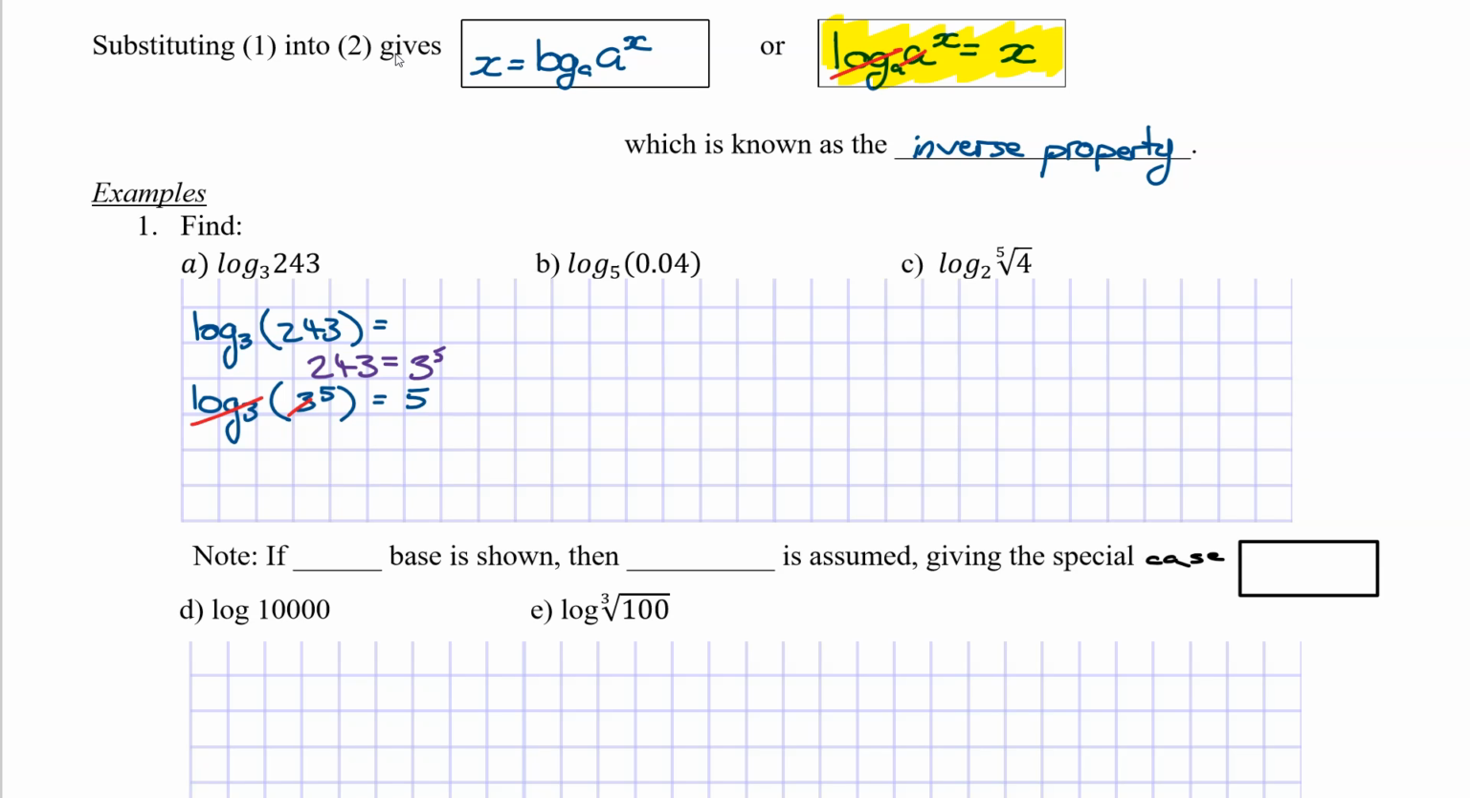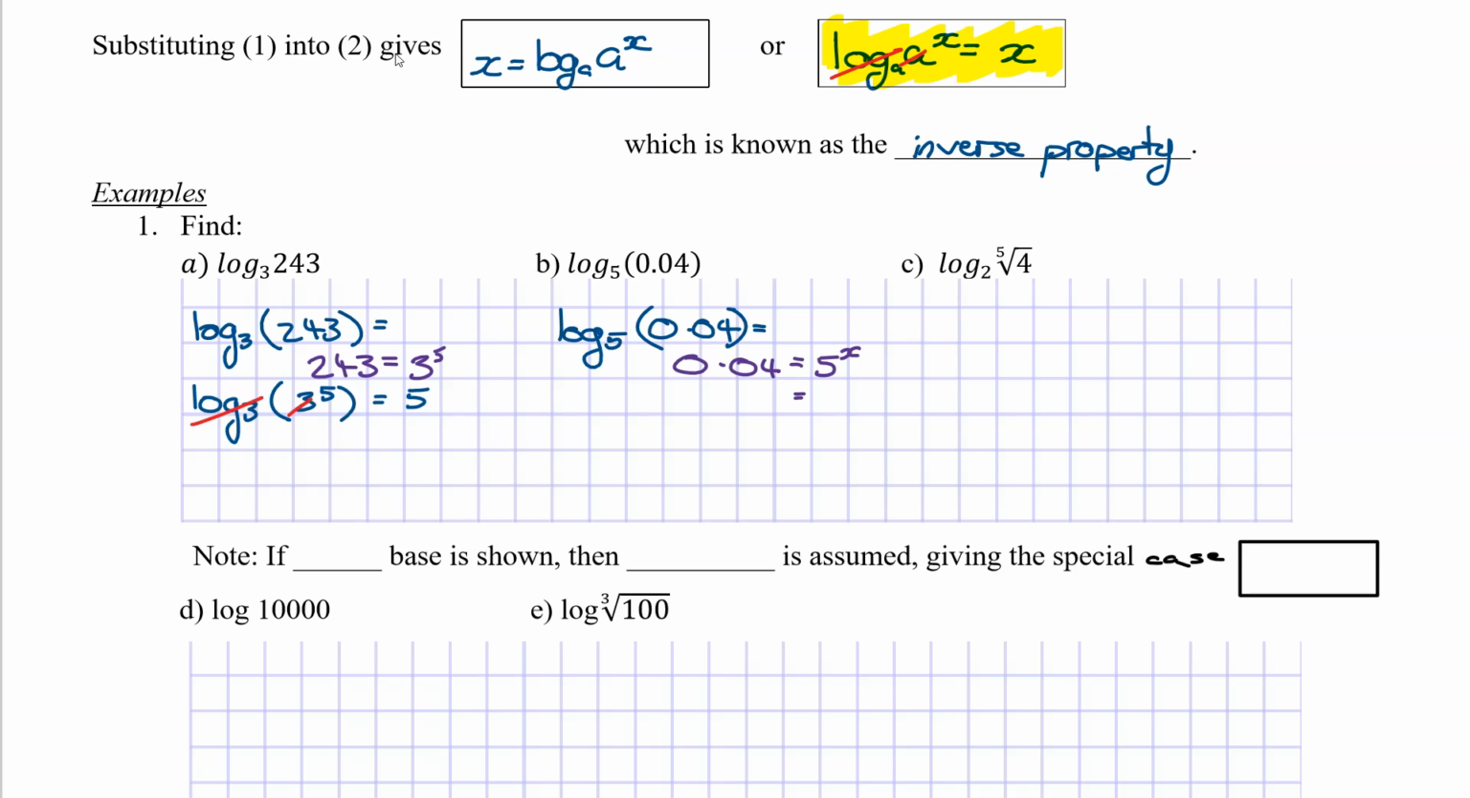Going over to B, log base 5 of 0.04. So notice what's interesting about this problem is that 0.04 is less than 1. So we're expecting an answer that's going to be below 0. So factorizing this 0.04 as a power of 5, we ask ourselves, well, 5 to the power of what equals 0.04?